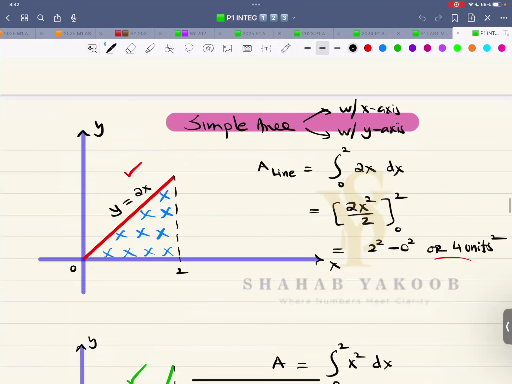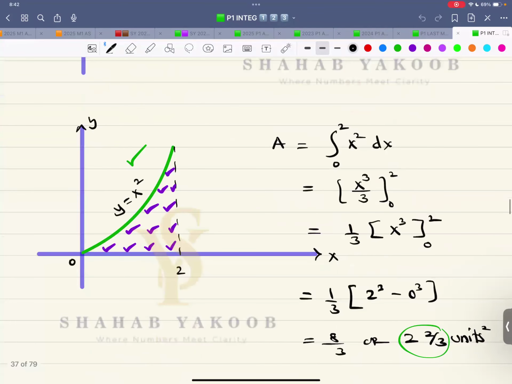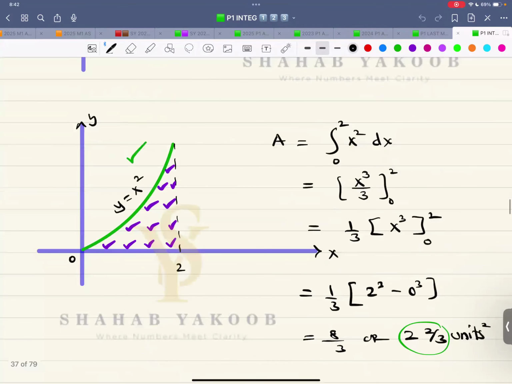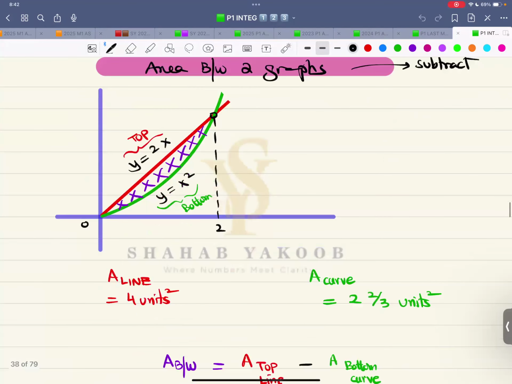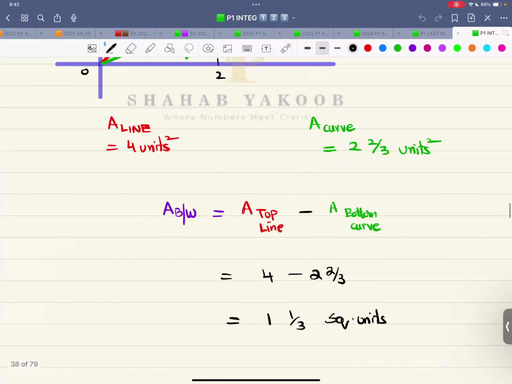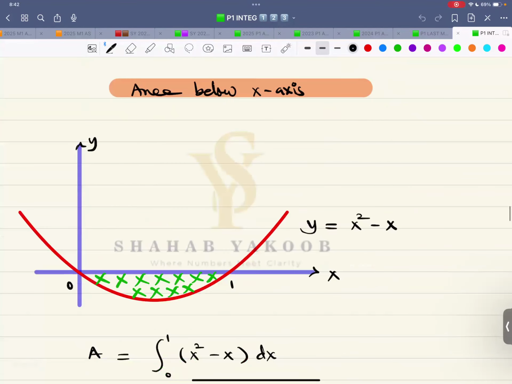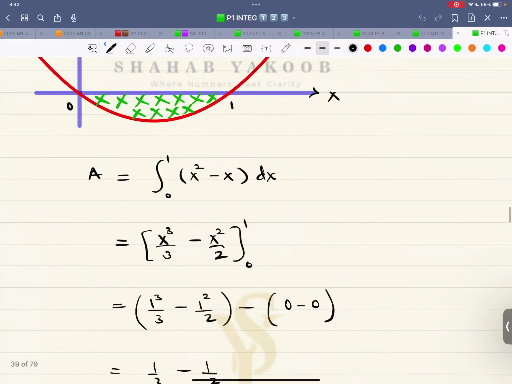Simple area, you can also use 2D mensuration, triangle, rectangle, square, trapezium, if you want. Otherwise, integration is always there. Now, this is y is equal to 2x. This is y is equal to x squared. Now, join the two. That's area between two graphs. The top one has more area. The bottom one has lesser area. Calculate it separately and subtract. This area below the x-axis will come out to be negative. Just discard the negative sign.